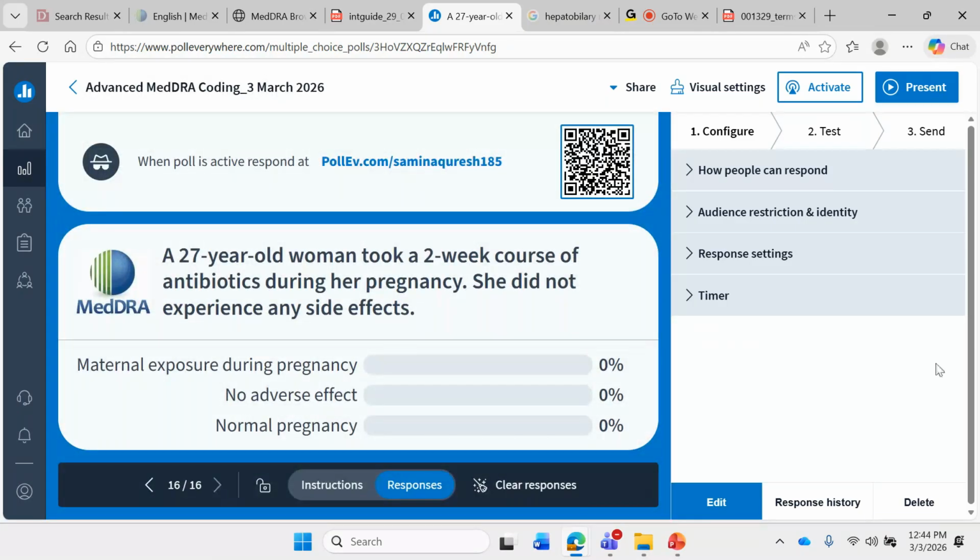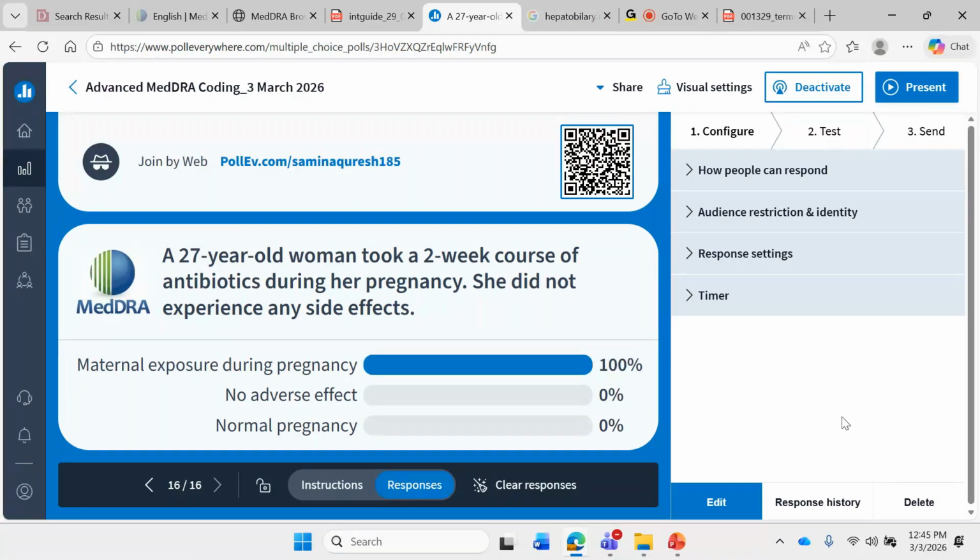So the very last one for our coding exercises today is a 27-year-old woman took a 2-week course of antibiotics during her pregnancy. She did not experience any side effects. Let me activate this. So what would be the best of these three choices? You can pick which one LLT is the best LLT.